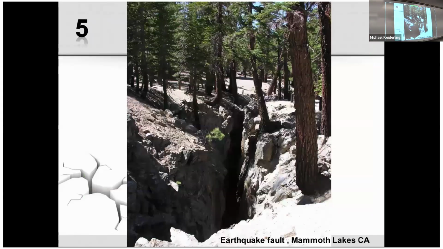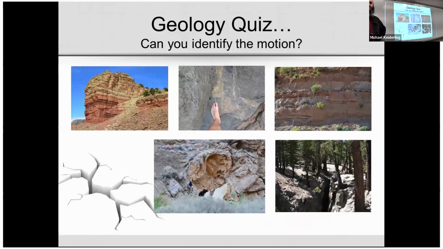Number 5 is specifically called Earthquake Fault, located just outside Mammoth Mountain Ski Area in Mammoth Lakes, California. So, could you identify all 5 of these images? What sort of plate motion caused each? Are they normal faults, reverse faults, folds, or rifts? Let's take a look at each.